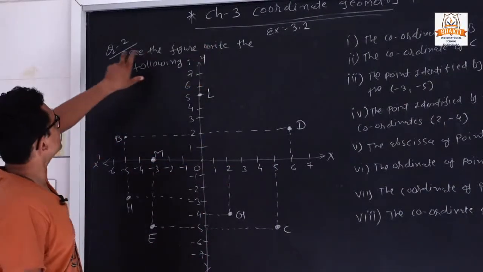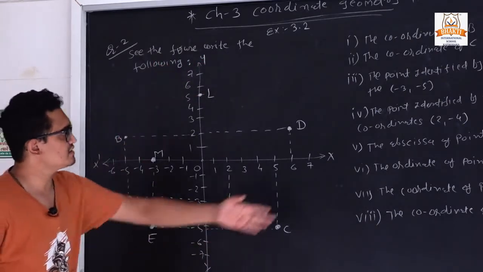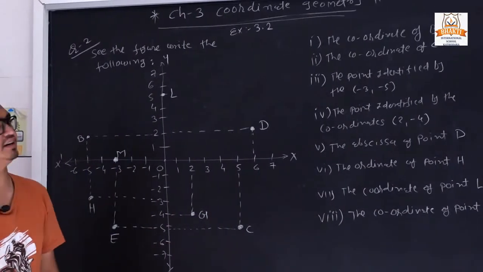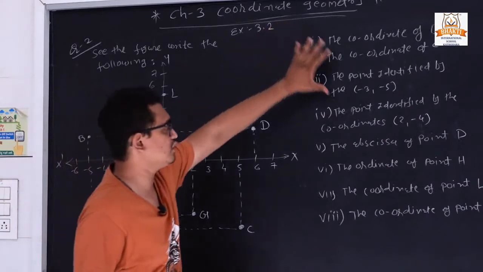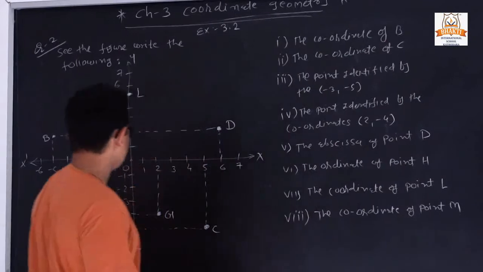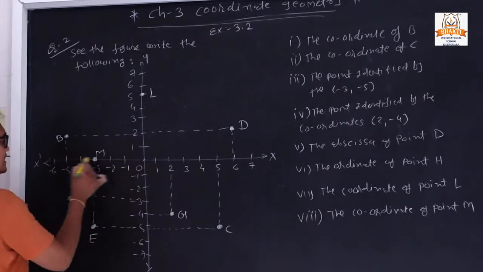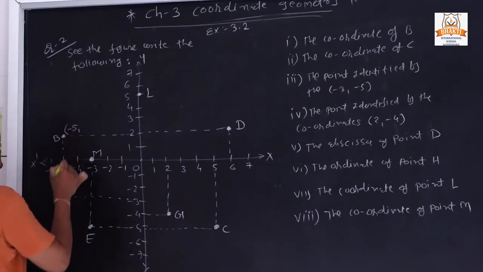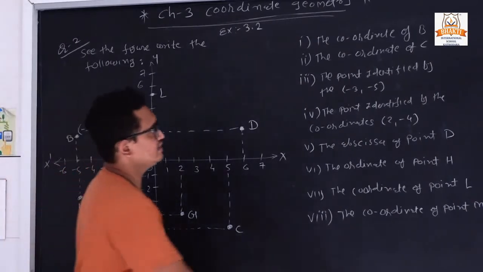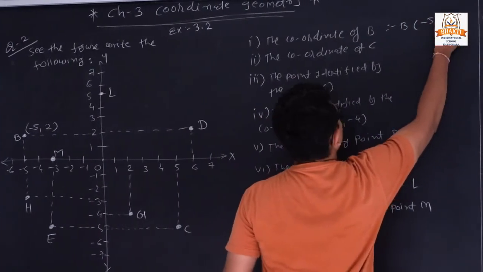Exercise 3.2, question number 2. See the figure and write the following. Here they are giving us a figure with x and y axes, and some coordinates are also given in that figure, and from that figure we can write down all the answers. First question, the coordinates of B. Here it is B. What is its x coordinate? -5. And what is its y coordinate? It is 2. So our answer is B is (-5, 2).